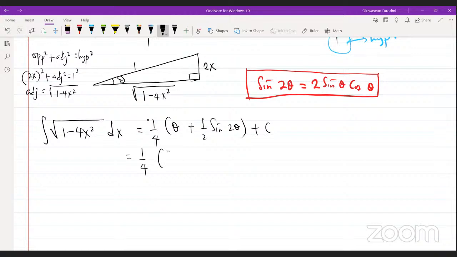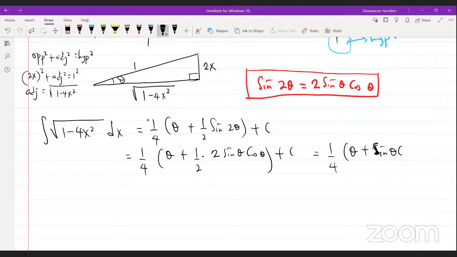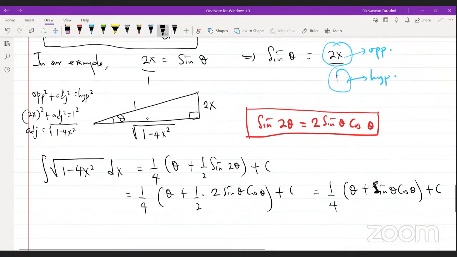So this becomes a 1/4 theta plus, this is a 1/2 times 2 sine of theta cosine of theta plus c. This is exactly 1/4 theta plus, you don't have 2 again, my bad, sine theta cosine theta plus c. But what is sine theta, guys? Let's go back to our triangle. Oh, we know sine theta is just 2x. What about cosine? Okay, so cosine is opposite, right, over hypotenuse, I mean adjacent over hypotenuse. What is the adjacent? Square root of 1 minus 4x squared. What is the hypotenuse? You have 1.